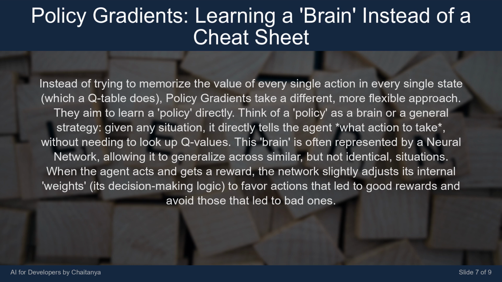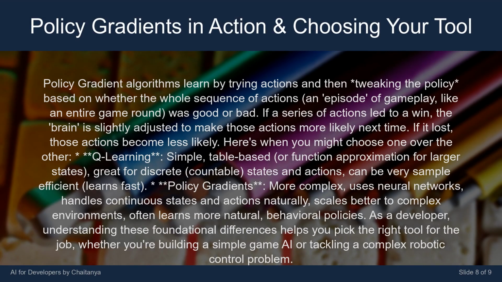When the agent acts and gets a reward, the network slightly adjusts its internal weights, its decision-making logic, to favor actions that led to good rewards and avoid those that led to bad ones. Policy gradient algorithms learn by trying actions and then tweaking the policy based on whether the whole sequence of actions, an episode of gameplay, like an entire game round, was good or bad. If a series of actions led to a win, the brain is slightly adjusted to make those actions more likely next time. If it lost, those actions become less likely.